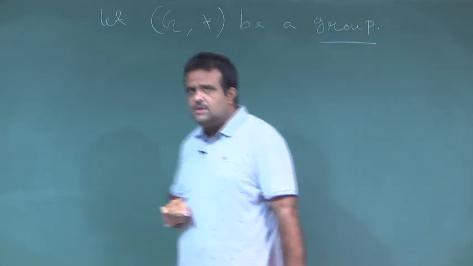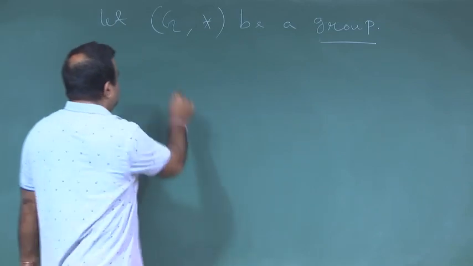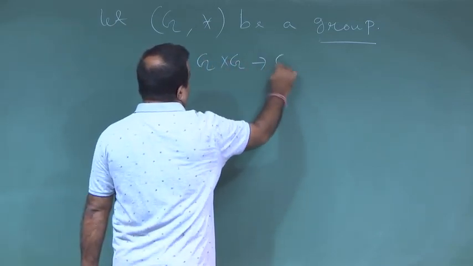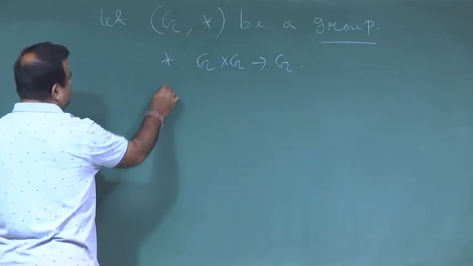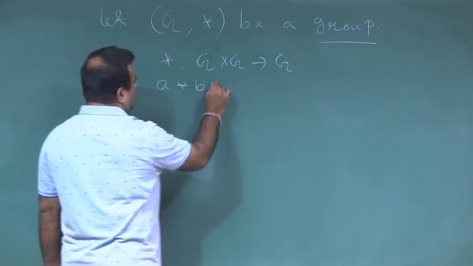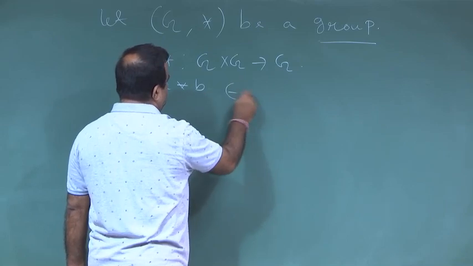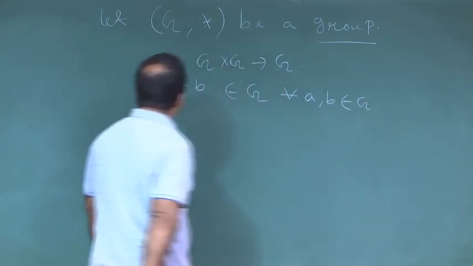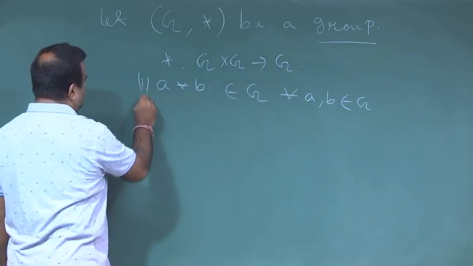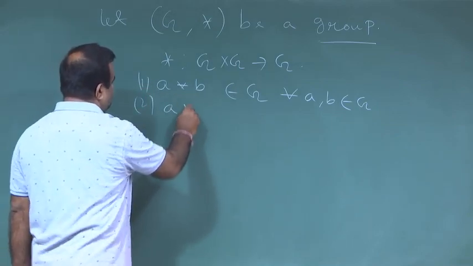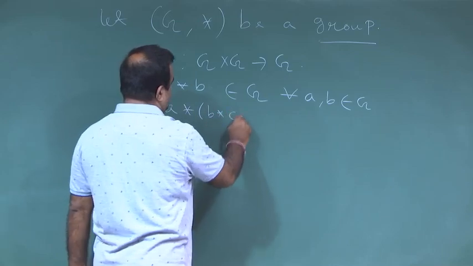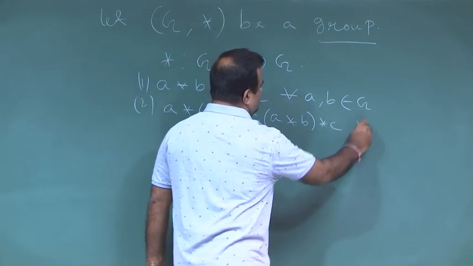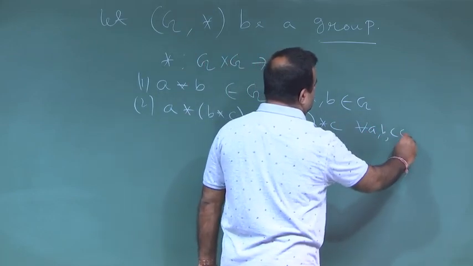So, that means this is a binary operation, this is closure. So, that means A star B belongs to G for all A, B belongs to G. This is the closure property. Then we have the associativity property. This is also true for all A, B, C.